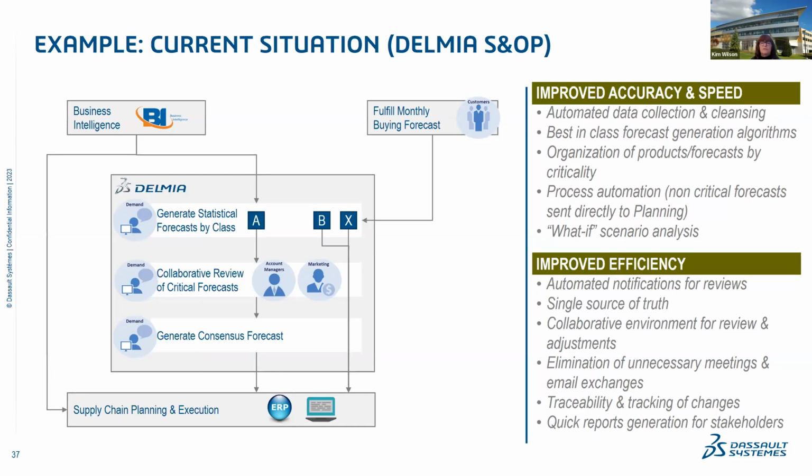You're going to be able to automate the data collection and the cleansing. You're going to end up with a best-in-class forecast. You've got these algorithms that are generated. You can organize by critical things or non-critical forecasts. And these what-if scenarios are really going to be the key here. And all of that's ultimately going to give you better efficiency. You're going to have a single source of truth.